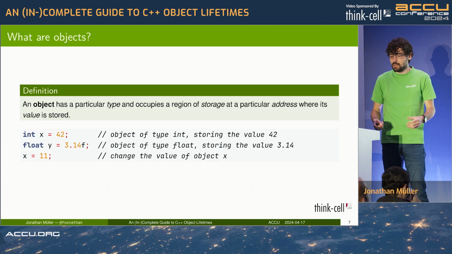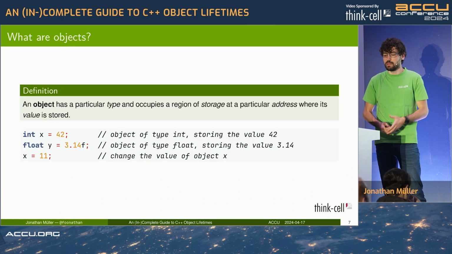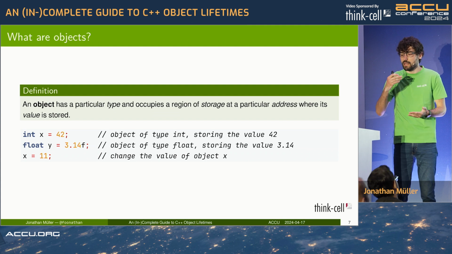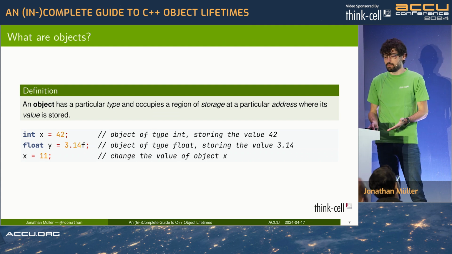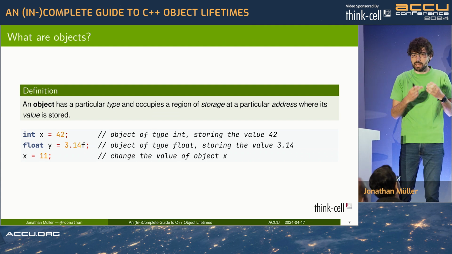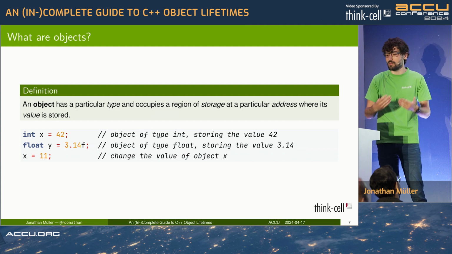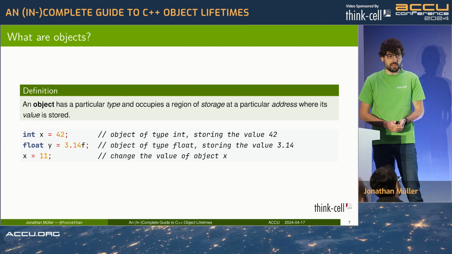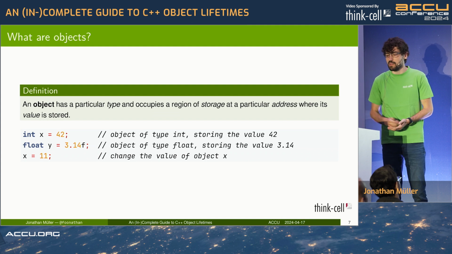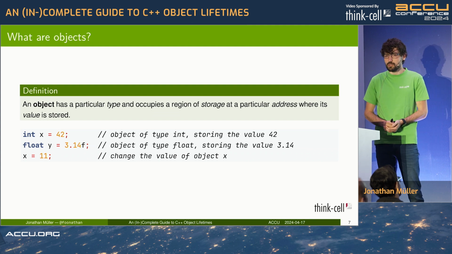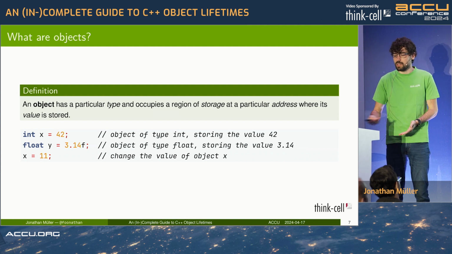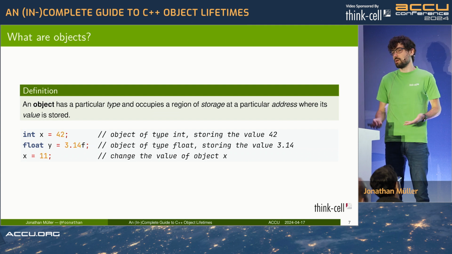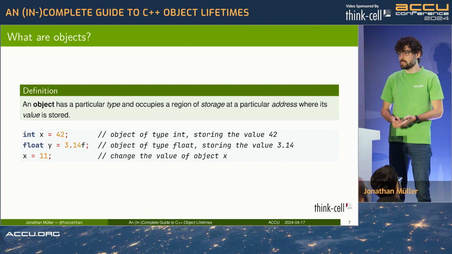And now an object has a particular type, occupies a region of storage, and at a particular address where it stores a value. So that's an object. It has a type, it lives somewhere in memory where it stores its value. So here we've got some code. We first create an int object, we call it x, and we give it the value 42. And then we've got the second object, a float object, we give it the value of 3.14, and now we've got 2 objects. They live somewhere in memory, they store some value.